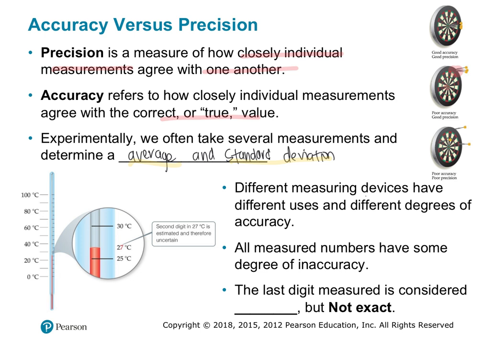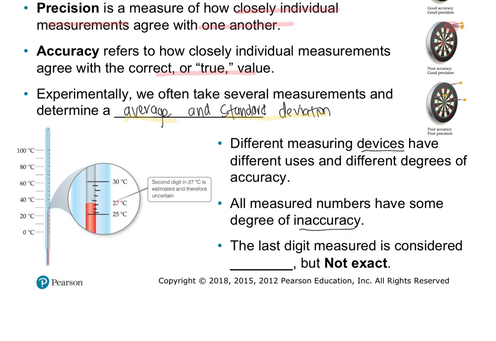Depending on what device we're using will determine how precise and accurate we can be. So when we have a tool that has a lot of digits on the scale, then we're able to make a more precise measurement. But all devices have some degree of inaccuracy. So in the case of having a tool, when we're measuring, we're going to read the last digit. We're going to actually approximate the last digit.